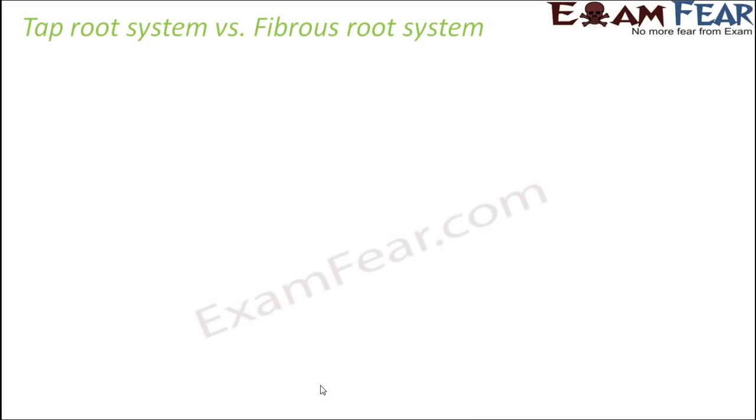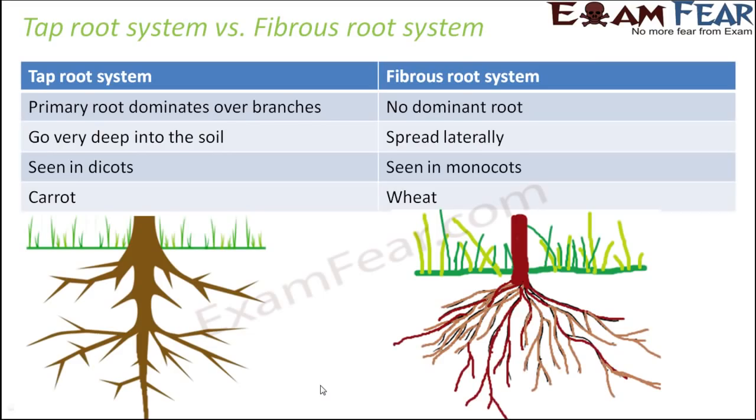Now in primary root system, we talked about taproot and fibrous root system. So let us quickly compare the two. Talking about taproot system, the primary root dominates over branches. So here you can distinctly see one primary root. This one primary root becomes more dominant, or more prominent than the other branches. But in fibrous root, there is no dominant root. You can't distinguish that one single primary root. So there is nothing like that.